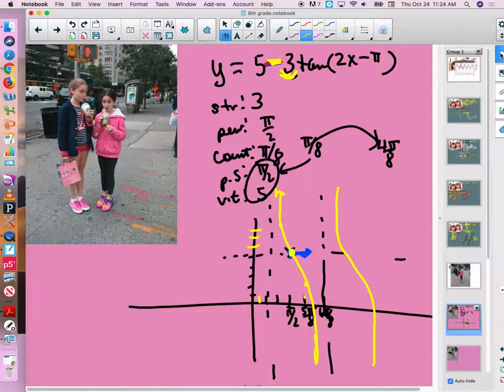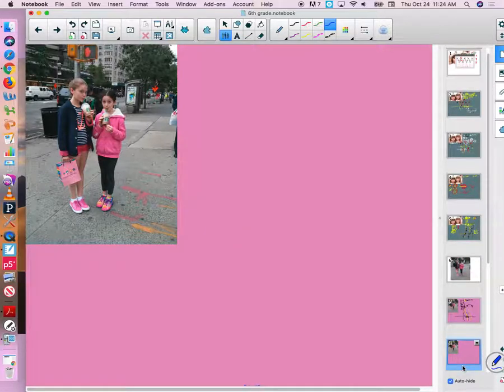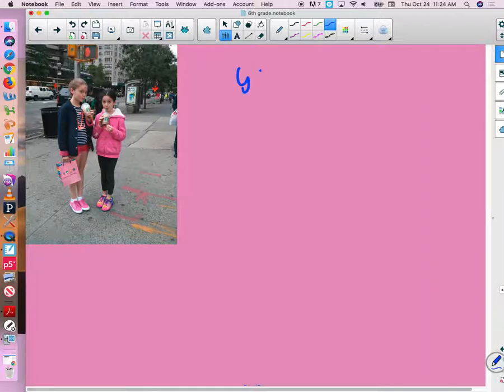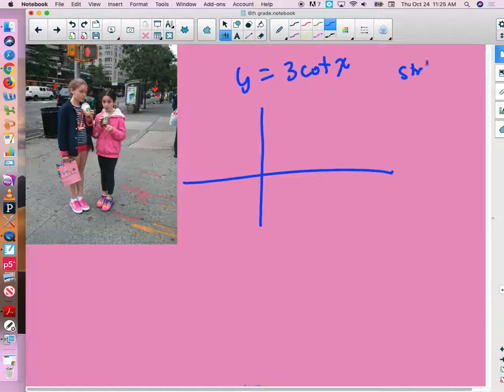Okay, so let me say a couple more things in the last minute. I'm going to graph a cotangent really fast as I continue to answer questions. Let me just show you what you'll do with a cotangent. Everything's the same. If I have y equals 3 cotangent x, let's just do something easy. The stretch is 3. The period is pi. The count is pi over 4 from our target, which in my hurry I made 0, 0. So here's my target.